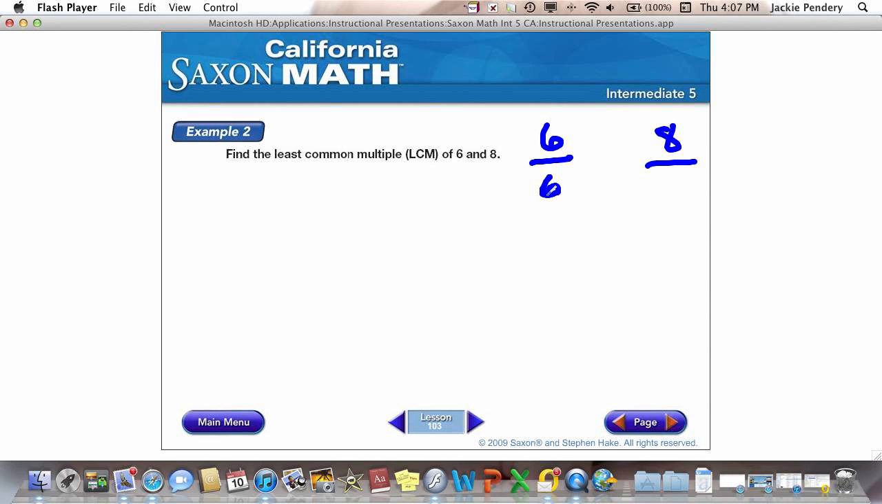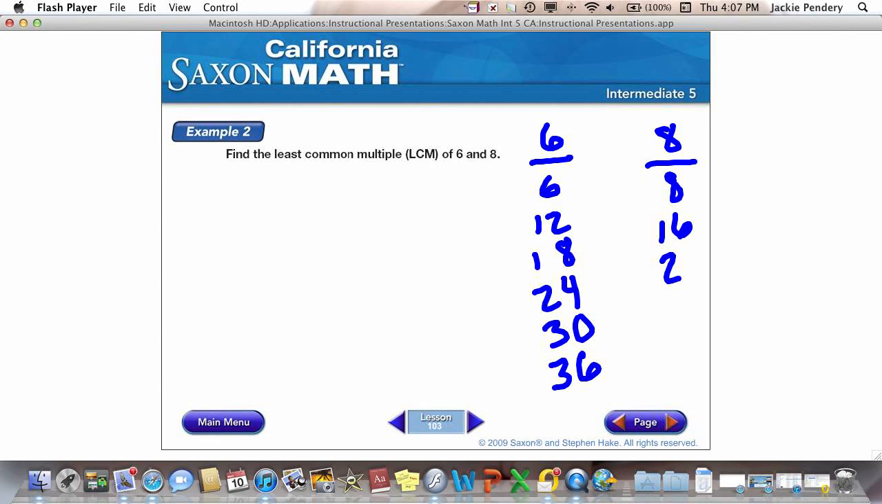So we have 6, 12, 18, 24, 30, 36, and we'll stop there. 8, 16, 24, 32, 40, and I can see that I already have a number that is in common. So my least common multiple of 6 and 8 is 24. Okay? Now, they have more multiples in common, but we're looking for the smallest, or the least common multiple.